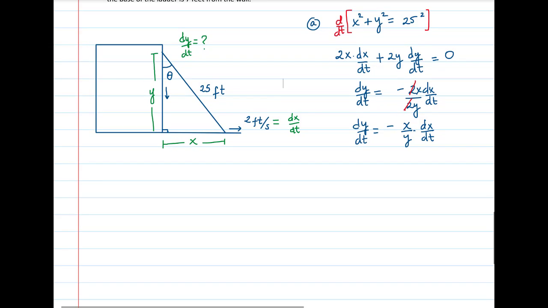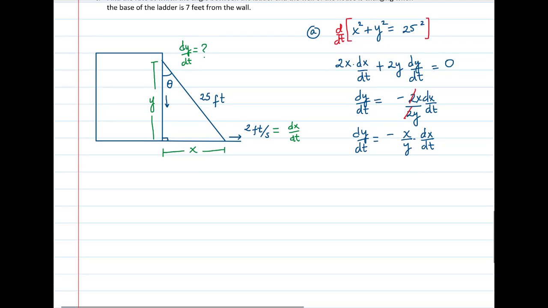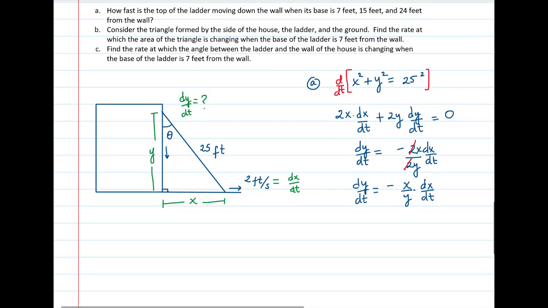Now, what is x and what is y for us here? In the problem, they want us to find this dy/dt for different x's. They're giving us x when the base is 7 feet, 15 feet, and 24 feet. So we're going to start with 7 feet here. When x, the horizontal length, is equal to 7, we can use our Pythagorean theorem to find y, plug it in, and solve for y, and we get 24.